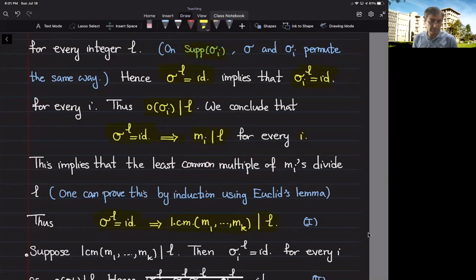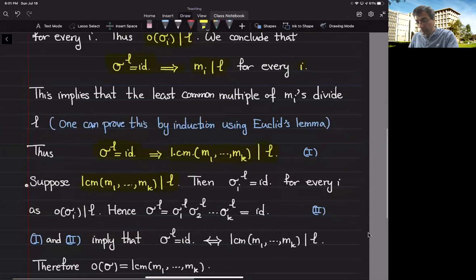Now I want to show the other way around. Suppose the least common multiple of m sub i's divides L. Then we know all these cycles raised to power L are identity, because m sub i is one of these, and that one divides L. From there, I can deduce that because the order of this element divides L, sigma sub i raised to power L is identity. Again, because the order of sigma sub i divides it.